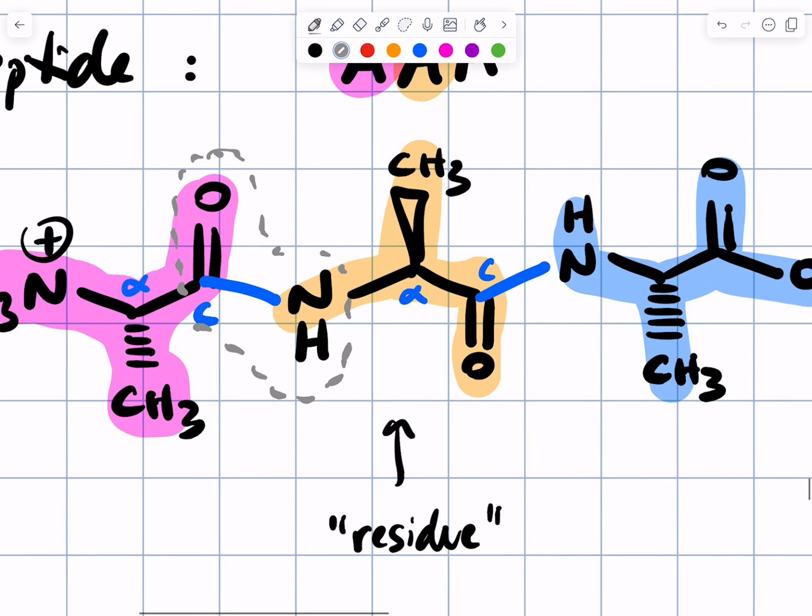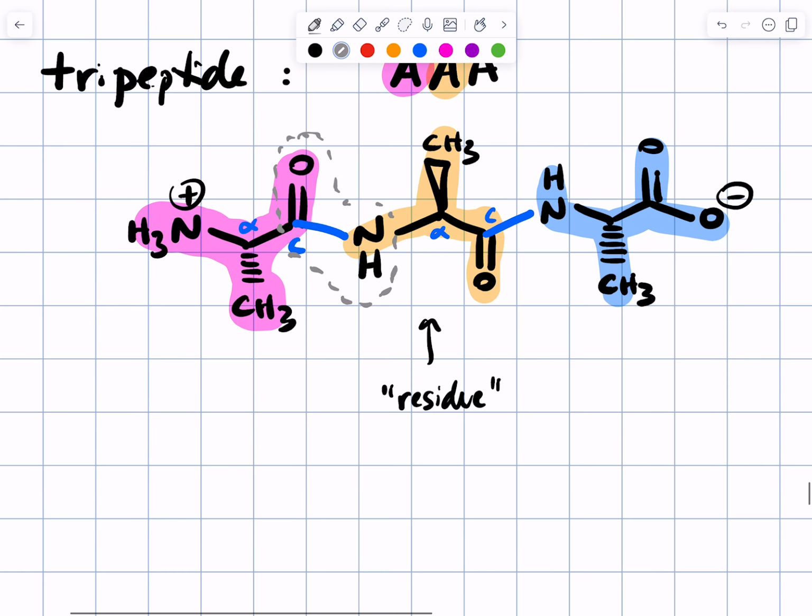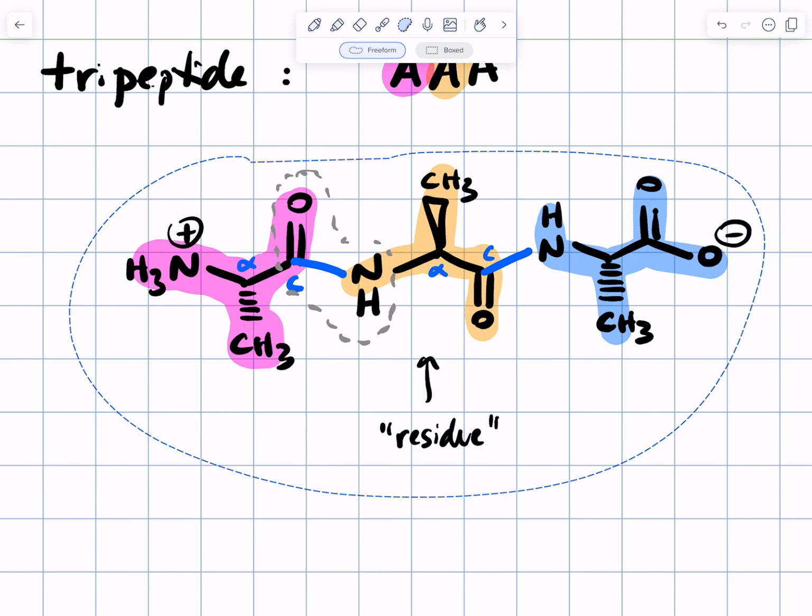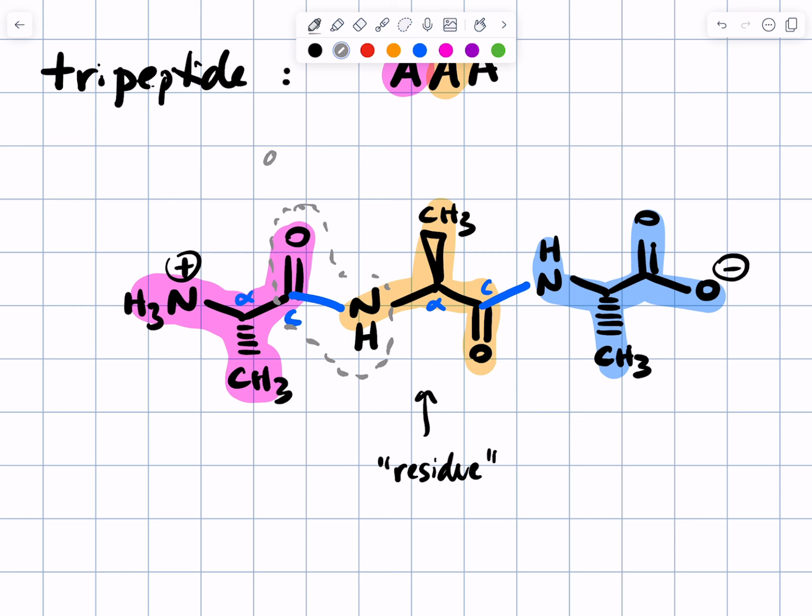And what I've highlighted with the dotted gray line is what we would call an amide bond, which is used interchangeably with the phrase peptide bond. Okay, so there's an amide bond there. There's an amide bond over there. For a tripeptide, you only need 2 amide bonds.